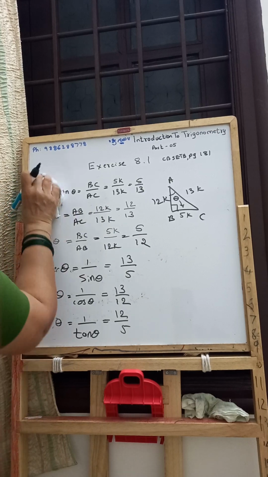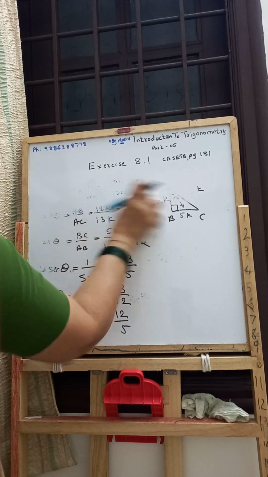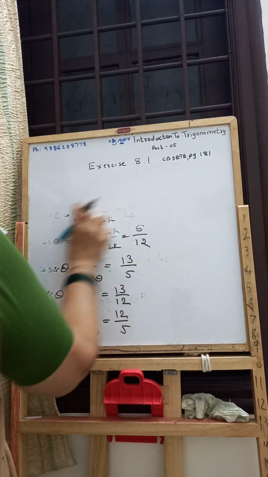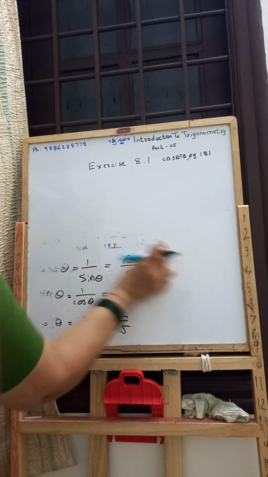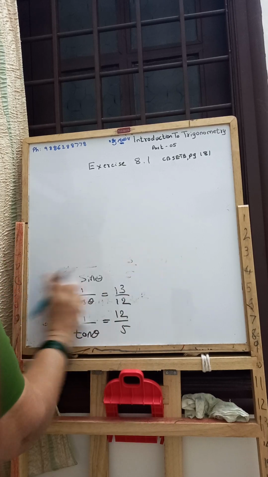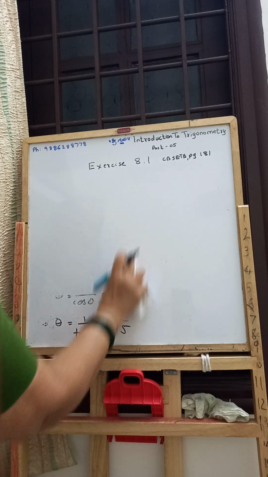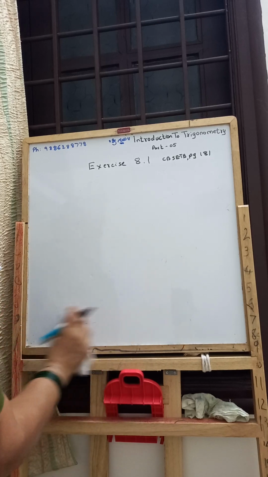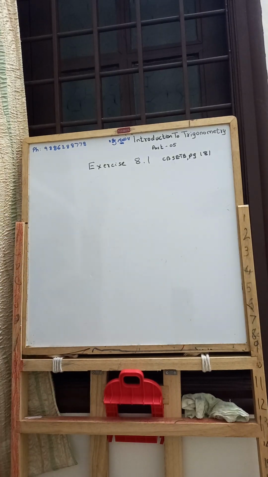Now the sixth one. You can help yourself by making a chart where you can write the ratios of all the trigonometry so that it will be helpful.